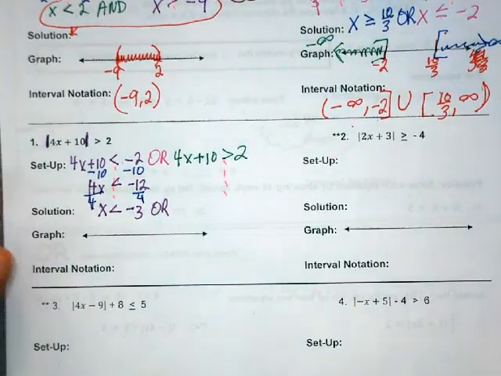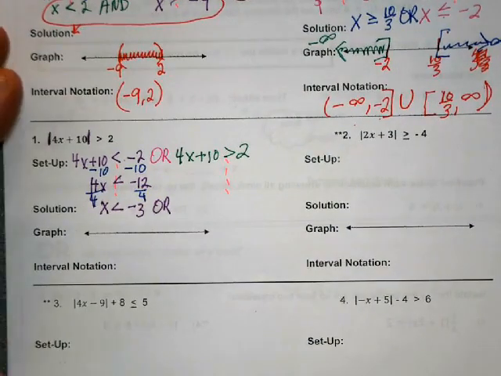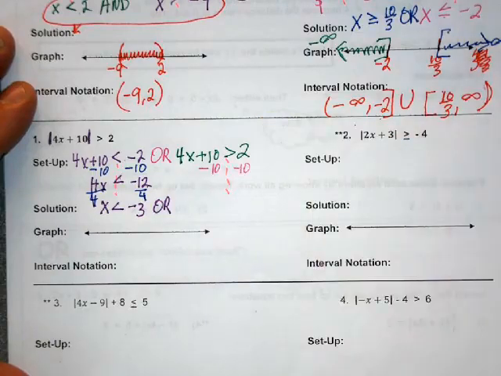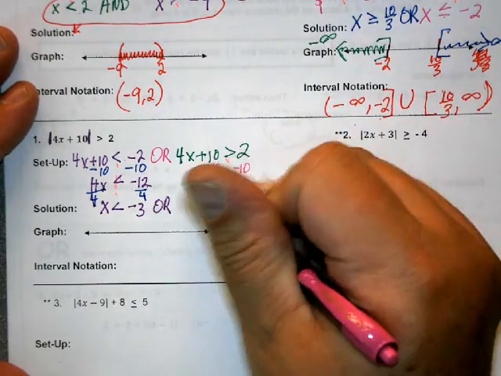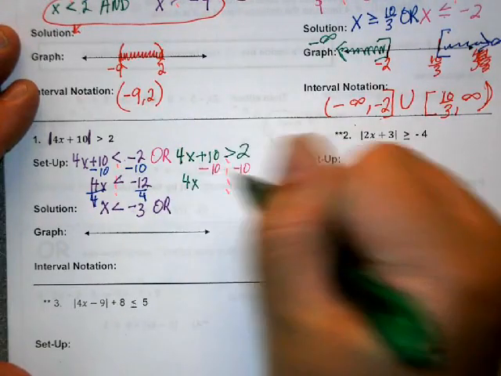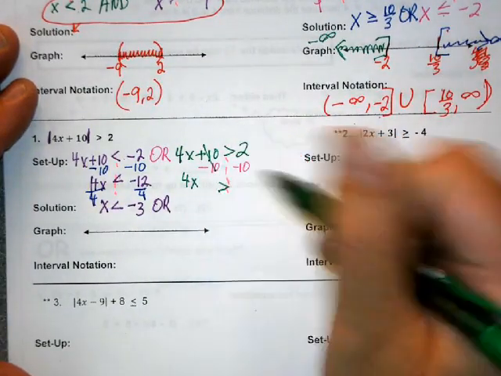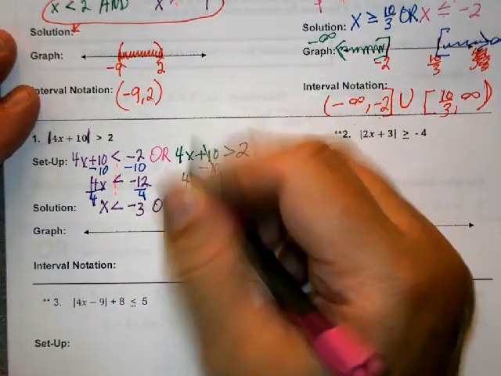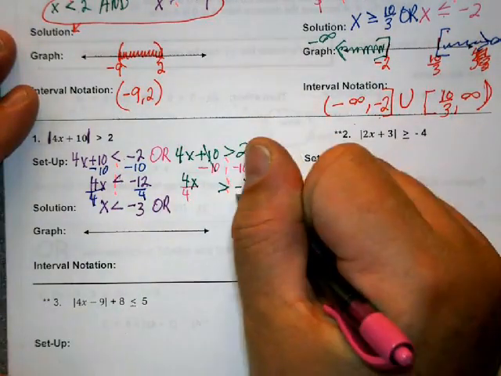Subtract 10, subtract 10. I get 4x is greater than -8. Divide both sides by 4. Okay, x is greater than negative 2.